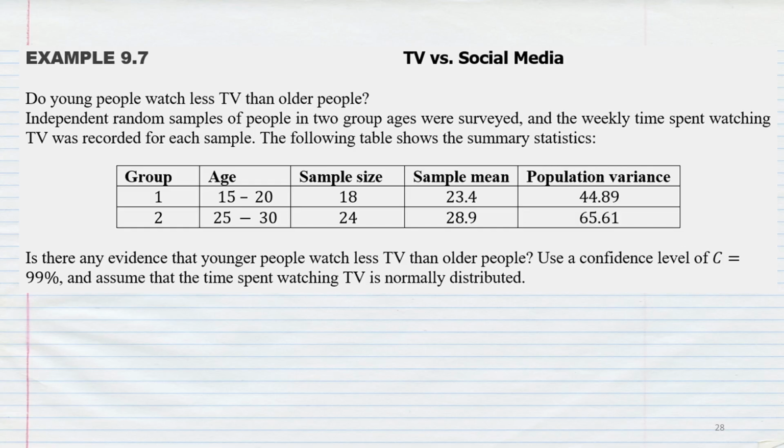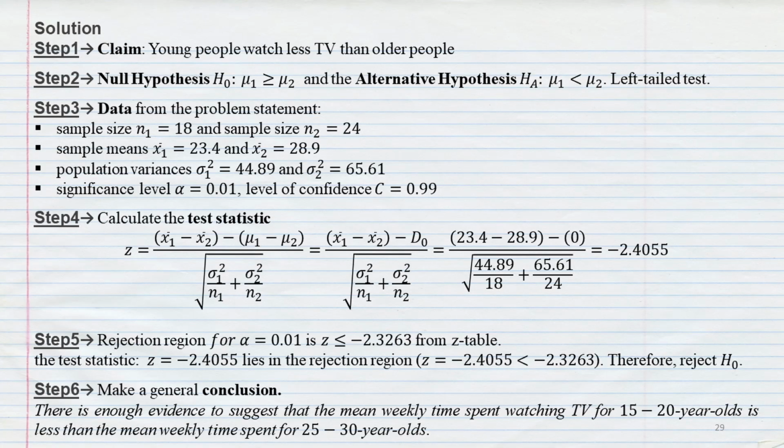Pause the video and use the cheat sheet provided in the textbook to work this problem. Let's use the cheat sheet provided in the textbook to work this problem. Step 1, carefully read the problem statement and make a claim, like young people watch less TV than older people. Step 2, null hypothesis H0, mu1 greater than or equal to mu2, and the alternative hypothesis HA, mu1 less than mu2. This is therefore a left-tailed test.